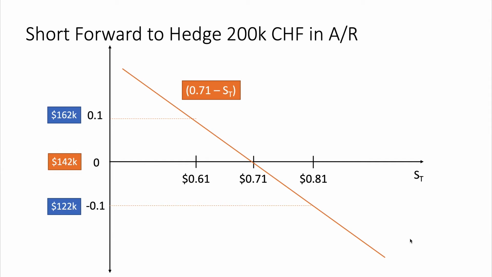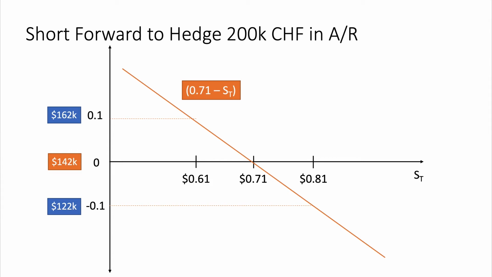Remember that when you sell something, you are afraid the price goes down. When you buy something, you're afraid the price goes up. So the risk exposure looks like this. You lock yourself in at the price 0.71 and sign that contract.